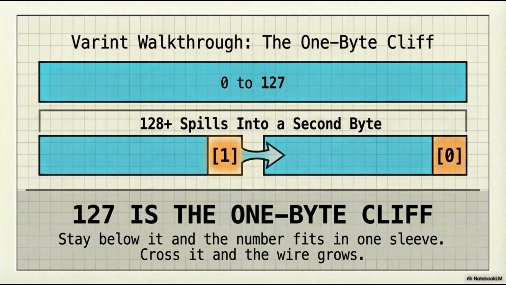Better yet, any number from 0 to 127 fits perfectly in a single sleeve, right? A single byte, because 7 bits cover exactly that range. Which means a Boolean true, which evaluates to 1 under the hood, costs 1 byte for its tag and 1 byte for its Varint value of 1. 2 bytes for the whole field. It's incredibly tight. But Varints are brilliant for mathematical numbers.